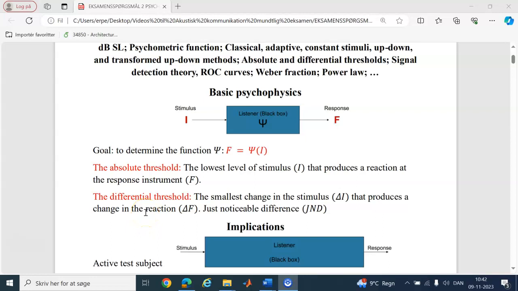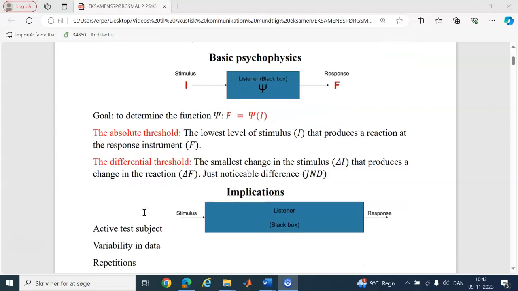So we have a basic psychophysics. We have a stimulus, we have a listener in a black box, denoted by the Greek letter psi, and a response F. The goal is to determine the function psi. The response function F is a function of psi, a function of the stimulus.